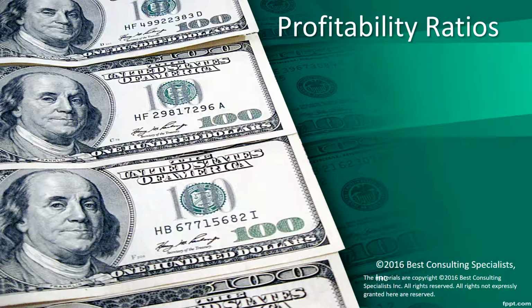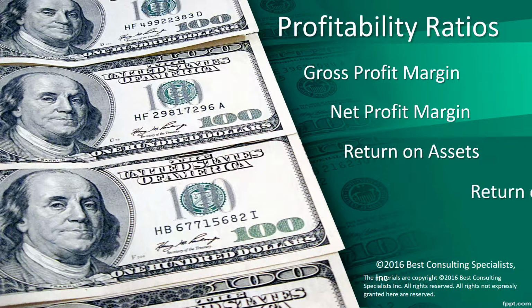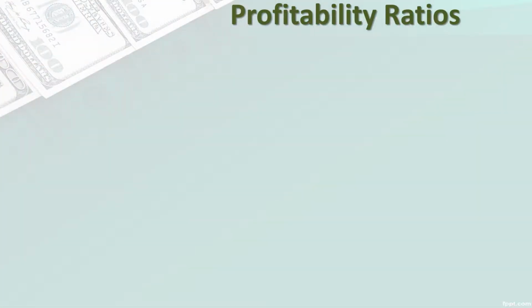Hey, today we're going to talk about gross profit margin, net profit margin, return on assets, and return on equity. Our final group of ratios looks at profitability. We will evaluate gross margin first.